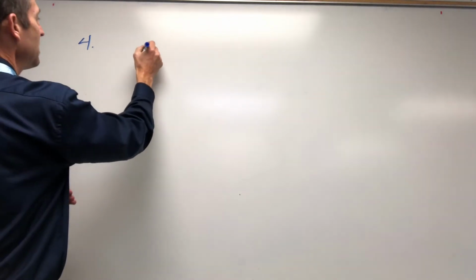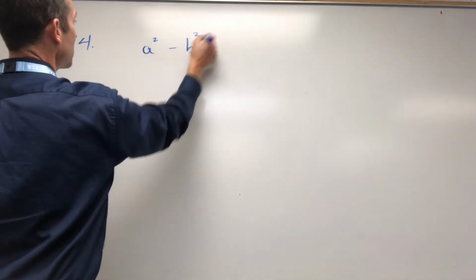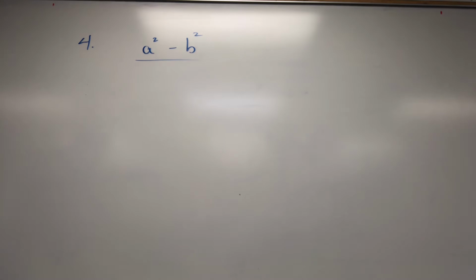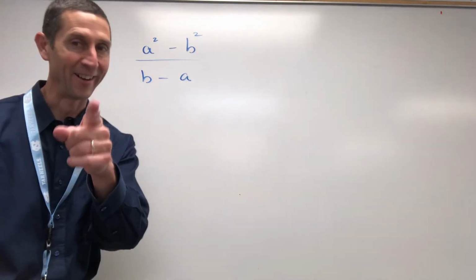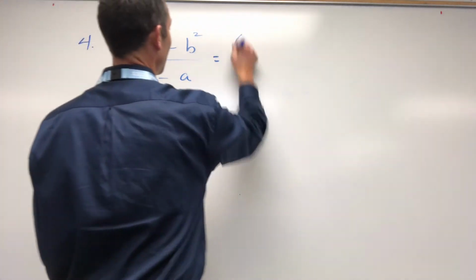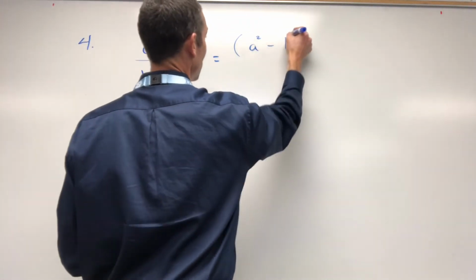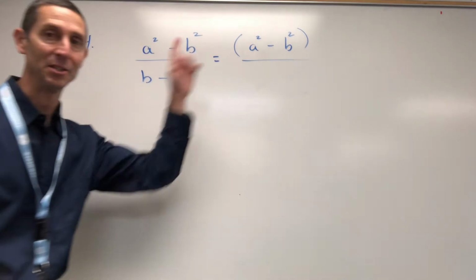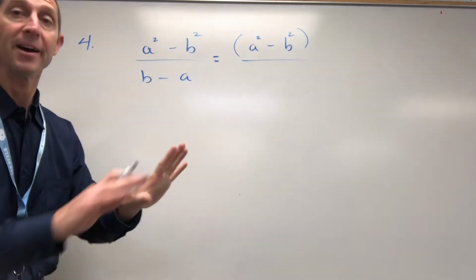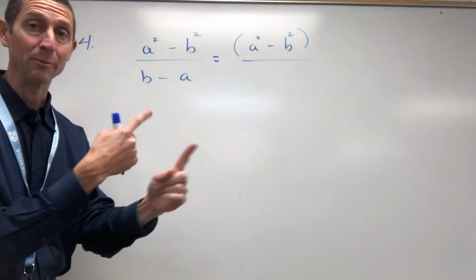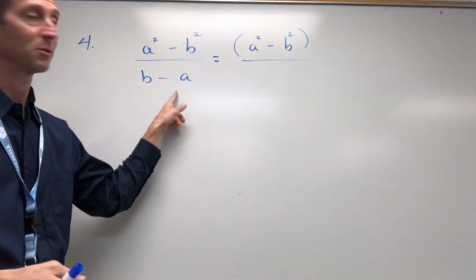4, let's put some more stuff in there. How about a squared minus b squared? And let's run a b minus a on the bottom. So again, you know what's going on. You can already see this is going to factor. We'll get to that in just a second. We look at the b minus a, it's not in alphabetical order, but a -1 move is going to switch it where the a is first, b is second.